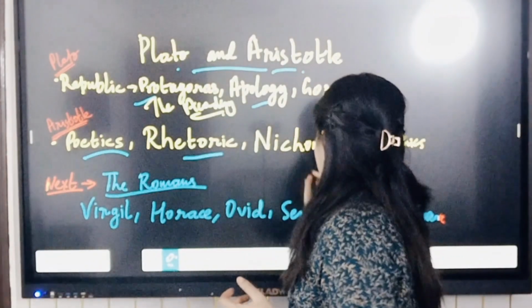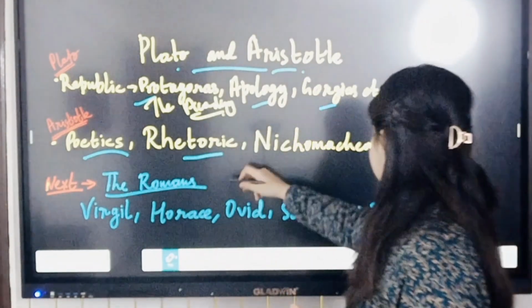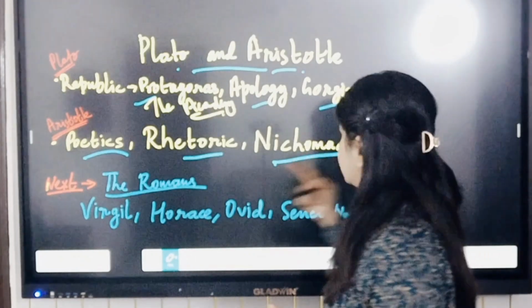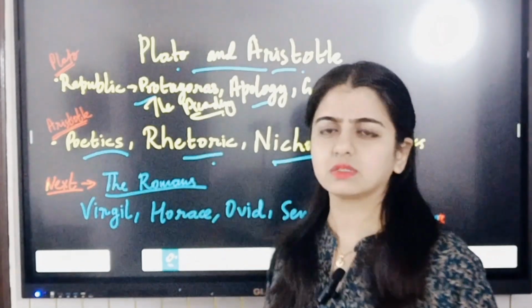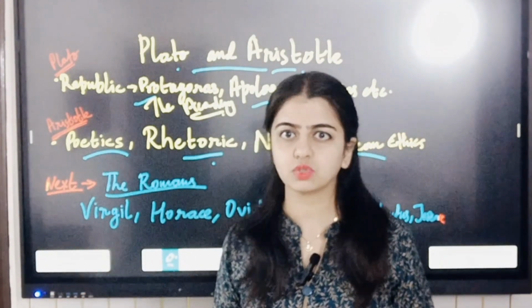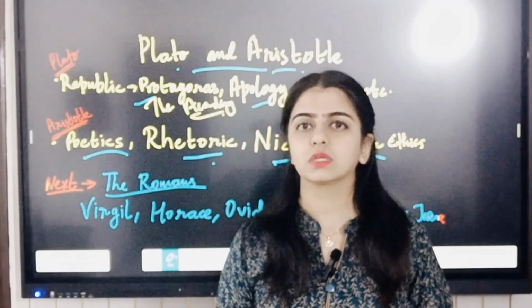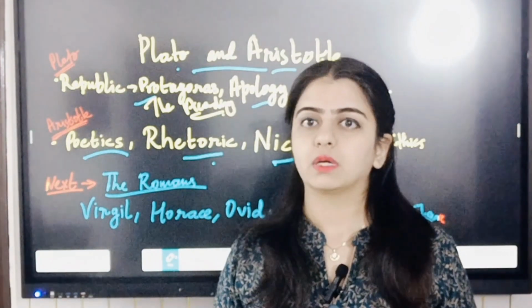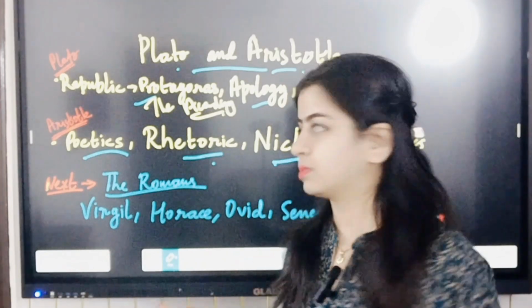Then Rhetoric and Nicomachean Ethics are there. Nicomachean Ethics is not important. Rhetoric is, and you can just remember the names of these, because there can be a question like which one of the following is not written by Aristotle. That's it. Just remember that.